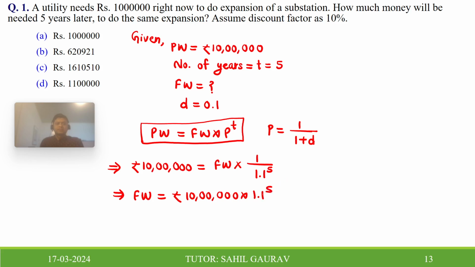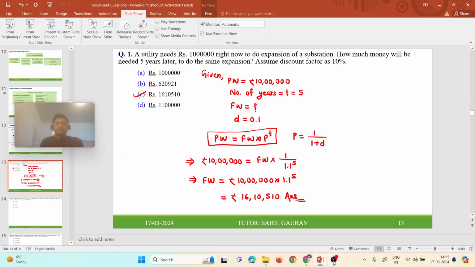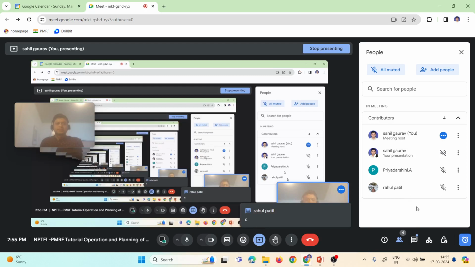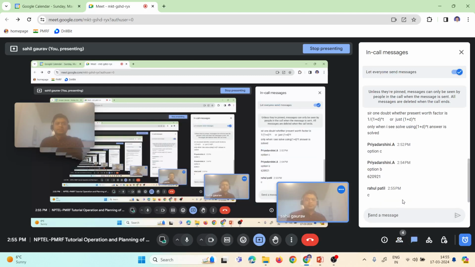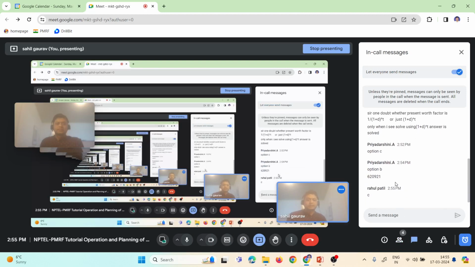So it will give you 16 lakh, 10,510. Yes. So therefore C is the correct answer. Yeah, Rahul, you are correct. Yes, correct. C is the correct answer.